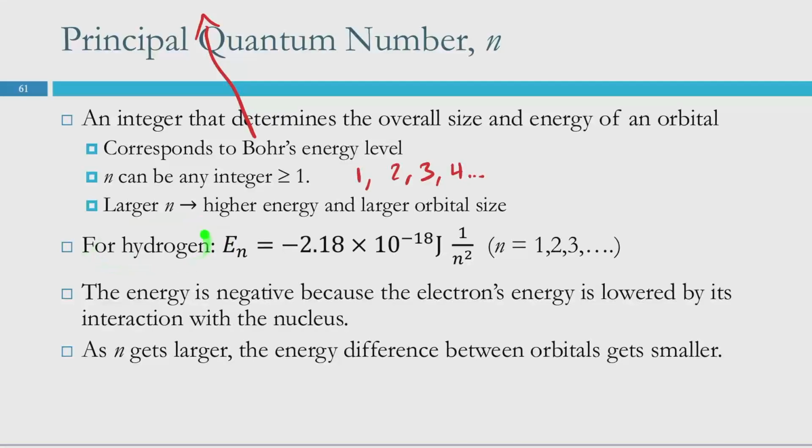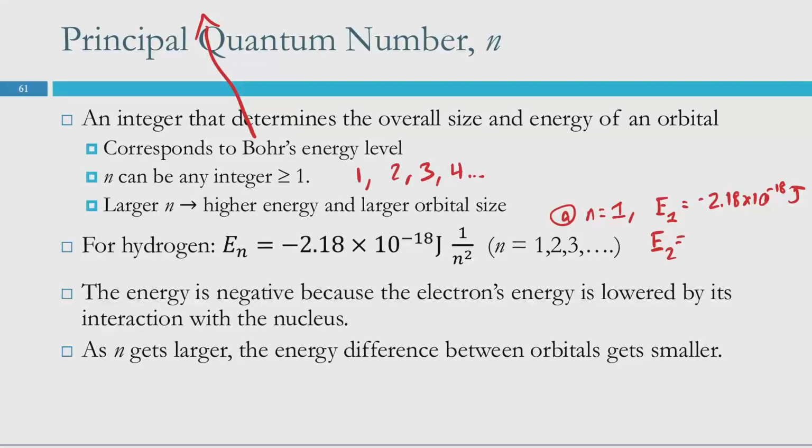For hydrogen, we can describe the amount of energy as this E sub n. So this is the energy at a given n value for our principal quantum number. It's got this constant, negative 2.18 times 10 to the minus 18 joules, times 1 over n squared. So at n equals 1, E sub n equals negative 2.18 times 10 to the minus 18 joules. We'll call that E sub 1.